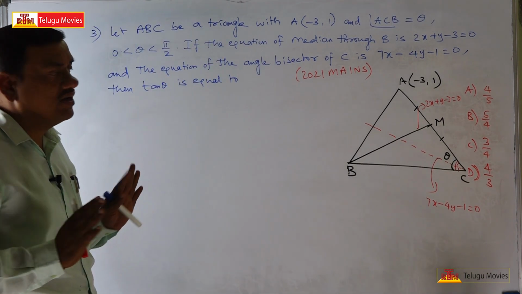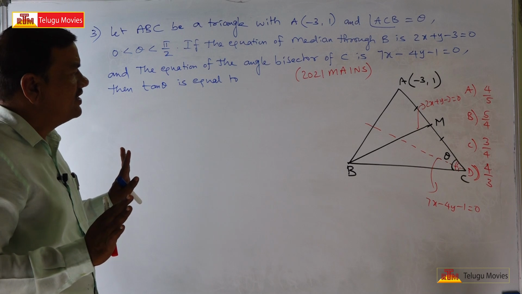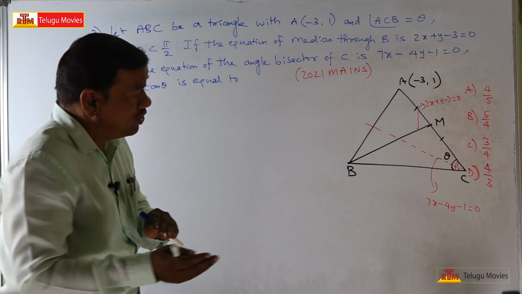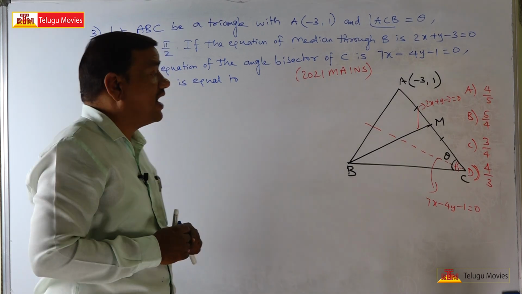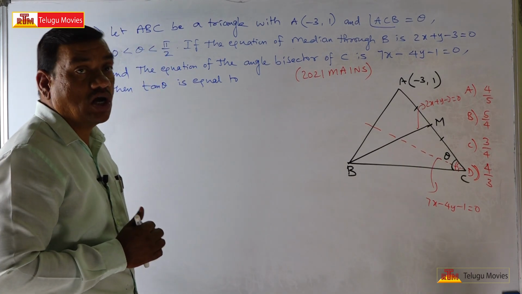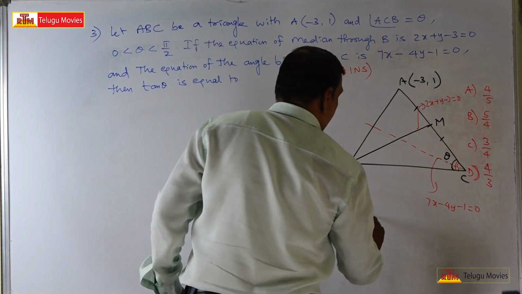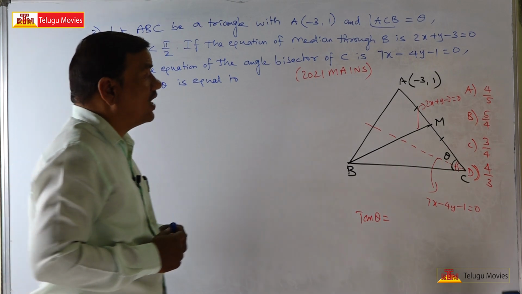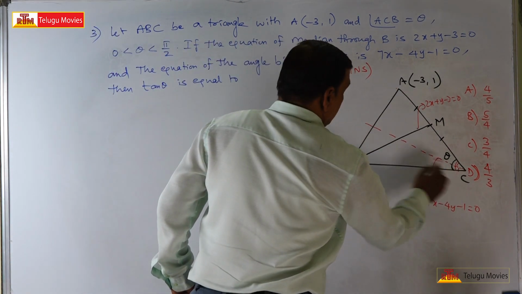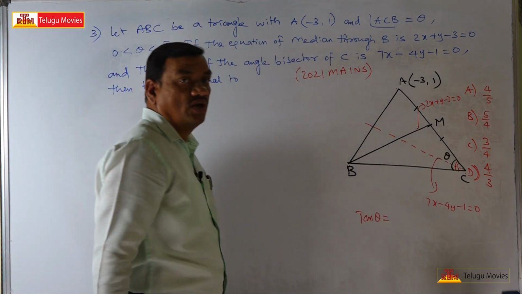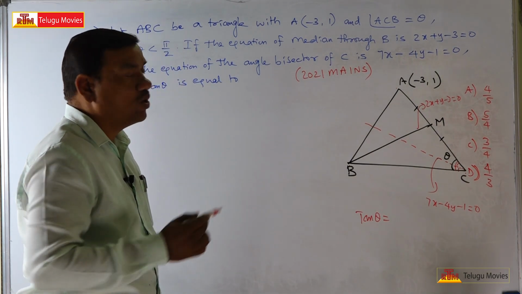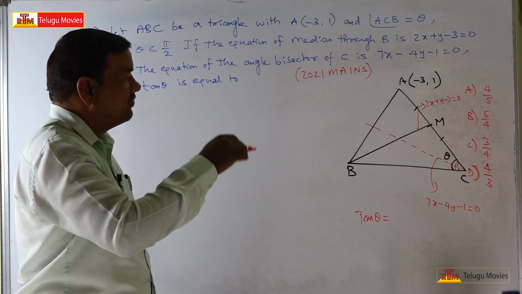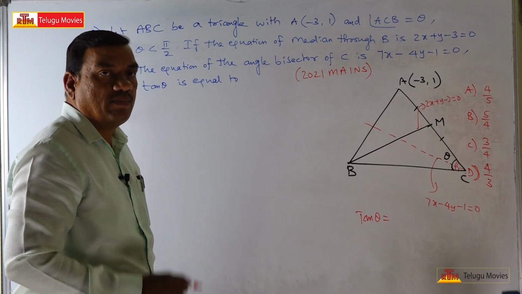Right, everything is given. In a triangle ABC, A is given, and the equation of BM, that is median, is given. Equation of the angle bisector is given, and angle ACB is given. We are asked to find out tan theta. If you want to find out tan theta, if you know the slope of AC and the slope of BC, the problem is over. Okay, now the slope of AC and the slope of BC, the problem will be clear.